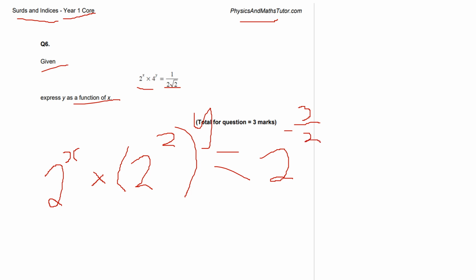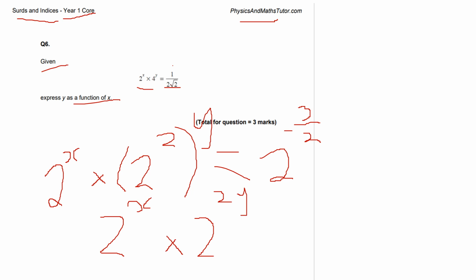Okay, so I've got 2 to the 1 times root 2. Now remember that root 2 is 2 to the half. So I've got 2 to the 1 times 2 to the half, which is going to be 2 to the 3 halves. And because it's 1 over that, it will be 2 to the minus 3 halves. Okay, so tying this up, guys, I get 2 to the x times 2 to the 2y is equal to 2 to the minus 3 halves.